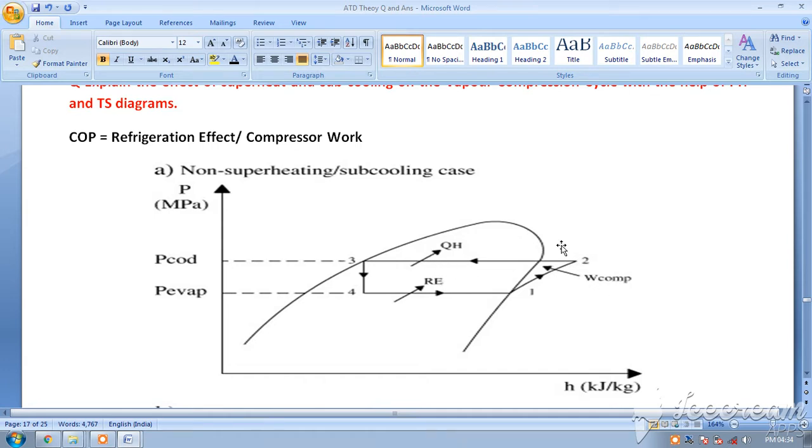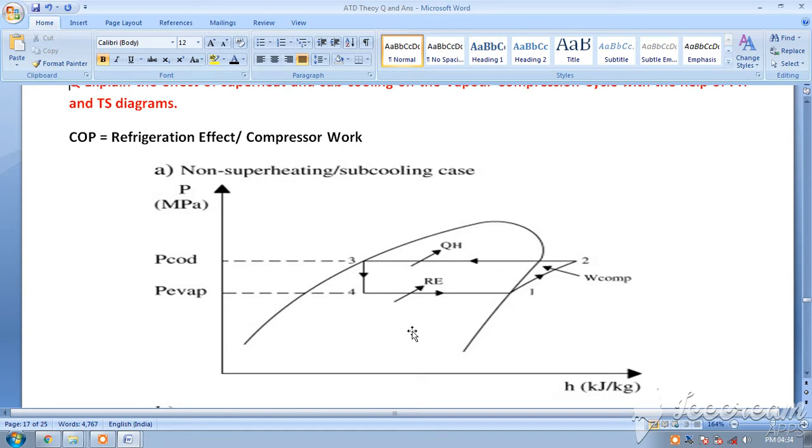And then 2 to 3 is the heat rejection, and 3 to 4 is the capillary action or throttling. Okay, so I will repeat: 4 to 1 is evaporation, that is the refrigeration effect. 1 to 2 is the compressor work, 2 to 3 is the heat rejection, and 3 to 4 is again the throttling.